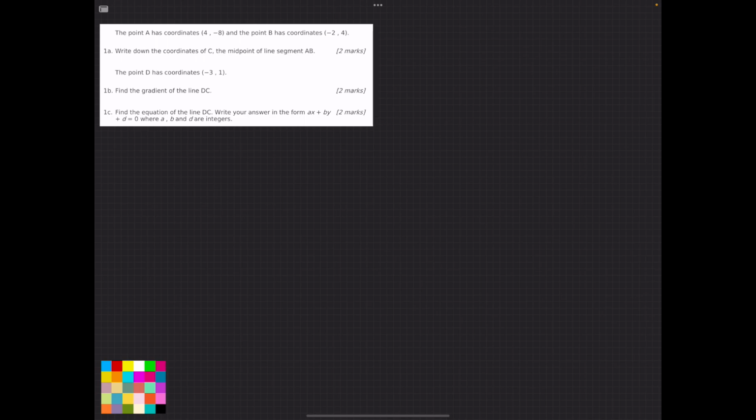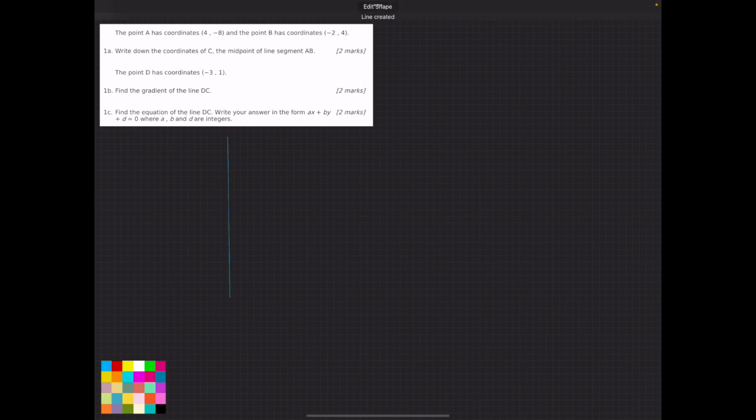Alright, so it tells us point A has coordinates 4, -8, and point B has coordinates -2, 4. Write down the coordinates of C, the midpoint of the line segment AB. Okay. Two ways to do this. One is, I suppose, a little more conceptual, and one is a little more formulaic. Let's start with the conceptual idea. I think that might be best.